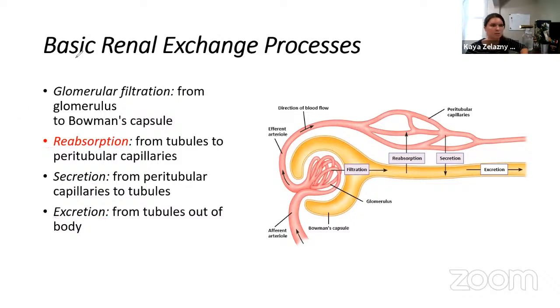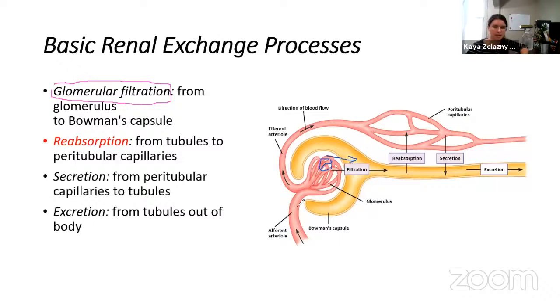Okay. So when we're talking about glomerular filtration, what we're talking about is plasma without its proteins getting filtered out of the bloodstream, so out of the glomerulus and into our nephron.